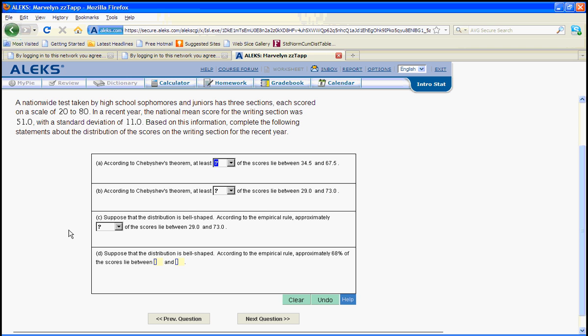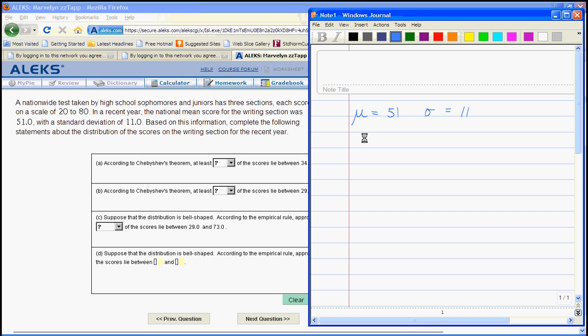In the first problem, the question is, according to Chebyshev's theorem, at least blank percent of the scores lie between 34.5 and 67.5. So 34.5 and 67.5 are actual scores on this 20 to 80 scale. And what we're trying to say is what percentage? Is it 50%? Is it 75%? Something like that. Well, recall our Chebyshev's formula is 1 minus 1 over k squared.